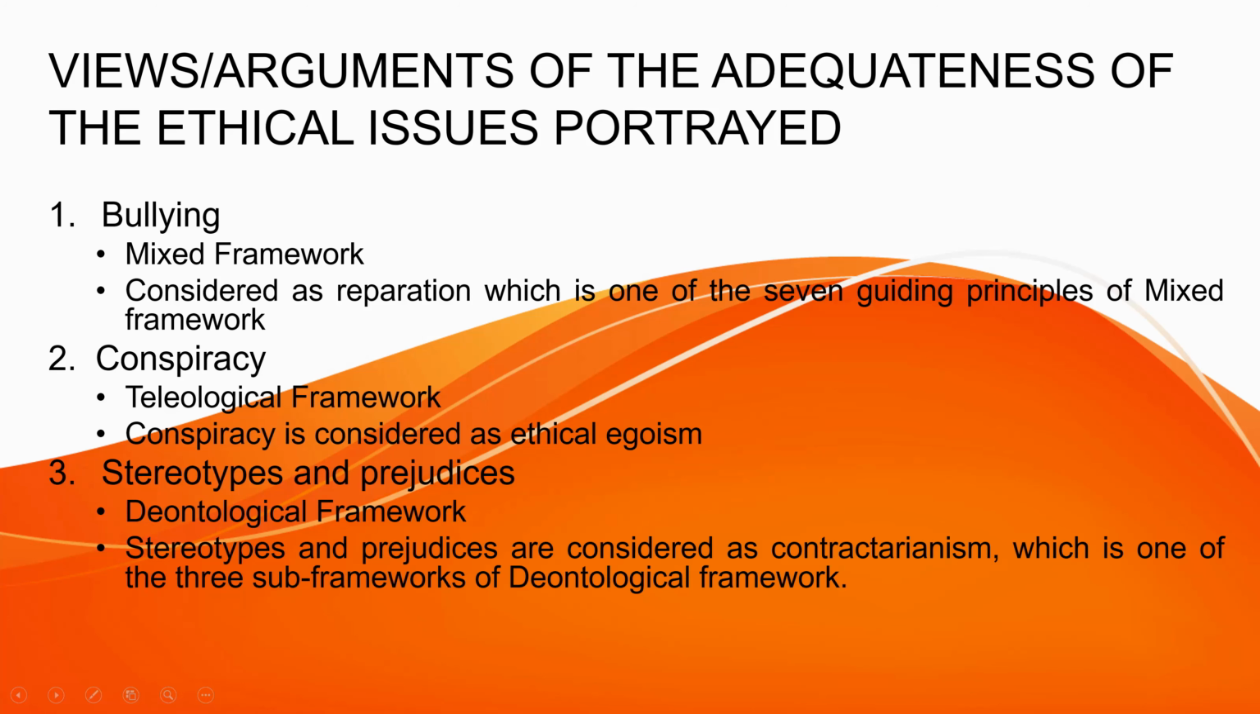The second issue is conspiracy. Conspiracy is part of the teleological framework. Teleological frameworks focus on whether the results of the conduct of the individual is favorable or not. Conspiracy is considered as ethical egoism, which is one of the 3 sub-frameworks of the teleological framework. Ethical egoism is focusing on each individual's self-interest, based on the belief that every individual should act in a way to promote himself or herself, if the net result will generate, on balance, positive rather than negative results.